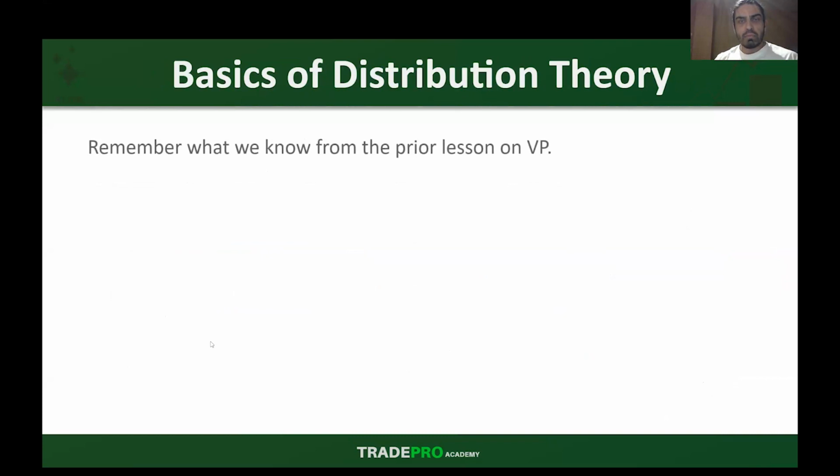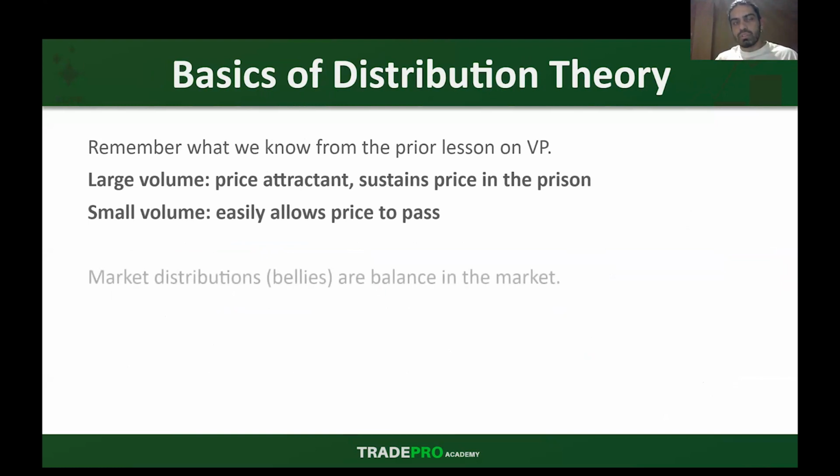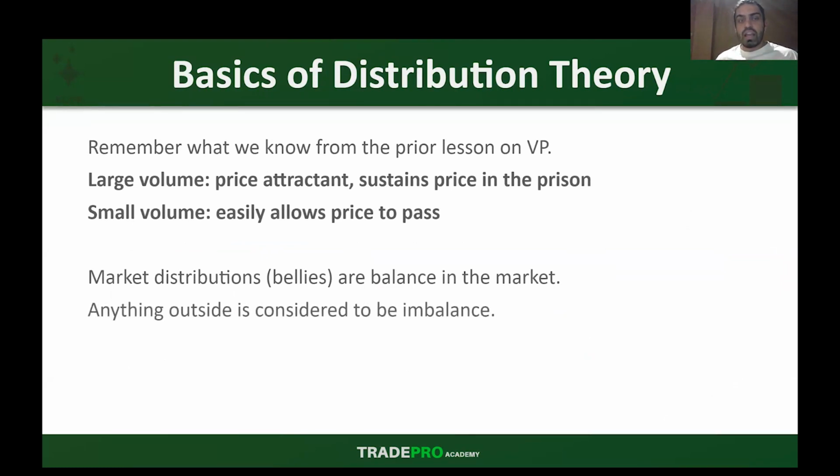So remember what we know from the prior lesson. If you've seen any of our volume profile stuff, just take a look at that. It's on YouTube as well. But remember what we know from the last time, or I guess even this time. Large volume is a price attractant, right? It sustains price in this little prison or in this little home. Small, low, thin volume allows for price to pass through easily. So market distributions are bellies. They're balances in the market. These are compressive periods. Anything outside of a belly is considered imbalanced.